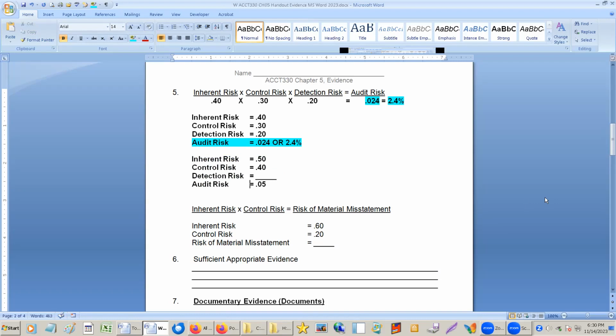Okay, let's look at the second one on number 5. What would the detection risk have to be to come up with 0.05 or 5% audit risk? 0.25. That's a question I don't know the answer to. Here, I'll plug it in. It should be 0.25, you said? Yeah. So 50 times 40 is 0.20. Yeah, that would be it.